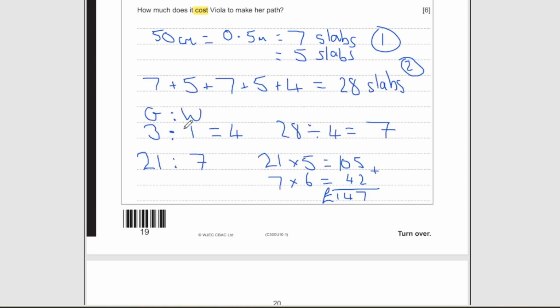Third mark is this bit, getting the 7. So this is the third mark. Fourth mark is down here. Fifth mark is multiplying, and your final mark is your answer, the adding up in the answer.